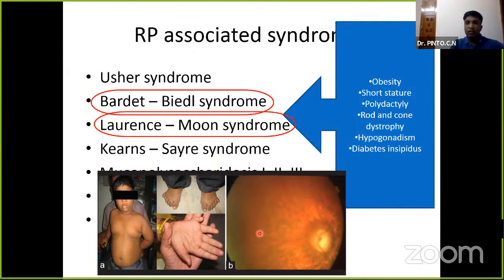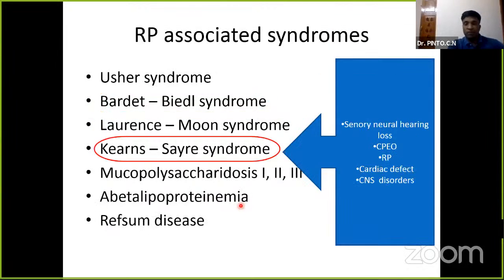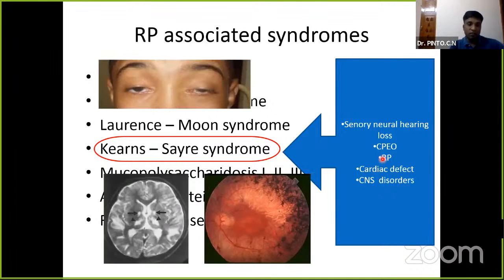Apart from that, they will have pigmentary changes in the retina. Retinitis pigmentosa they will have, and they will have hypogonadism and diabetes insipidus. Okay. Then you have Kearns-Sayre syndrome, where there will be mitochondrial DNA deficiency, which results in sensory neural hearing loss. CPEO. What is CPEO? Chronic progressive external ophthalmoplegia. And they will have retinitis pigmentosa, cardiac defect, and CNS disorders.